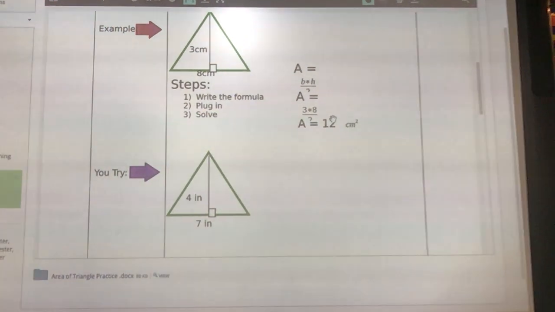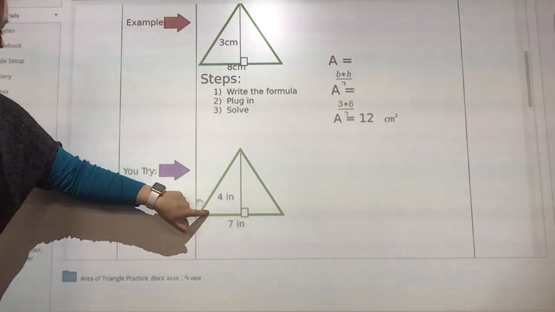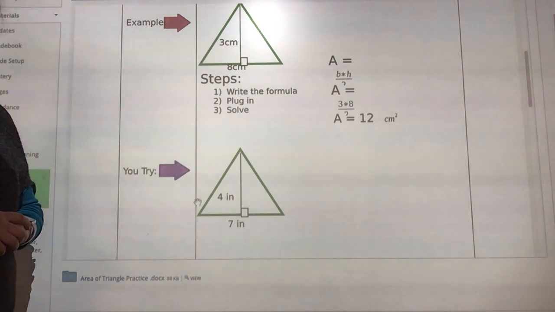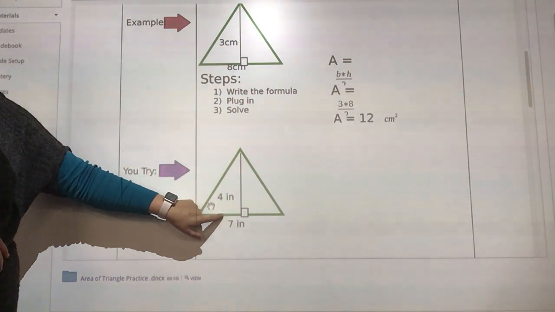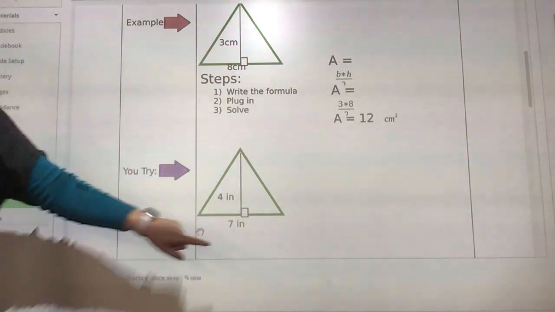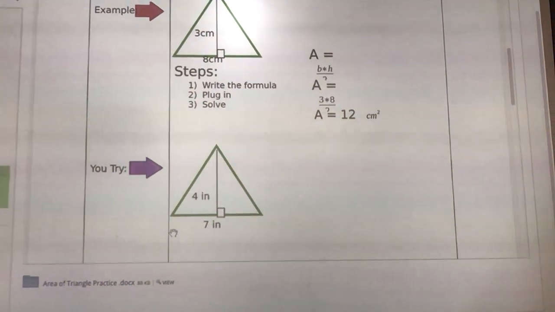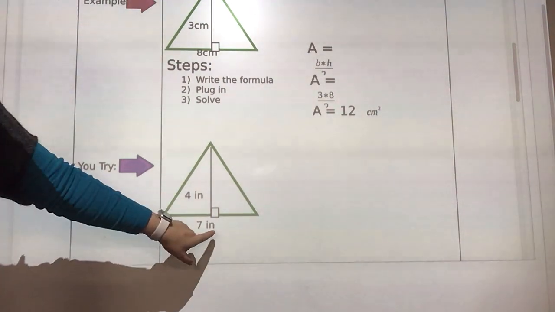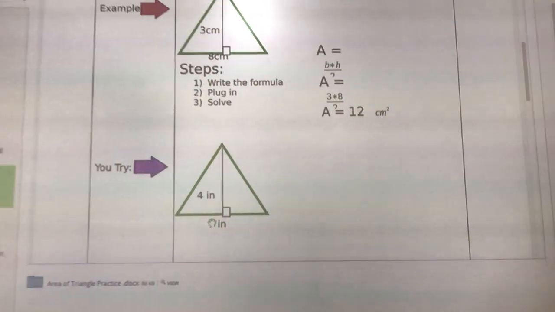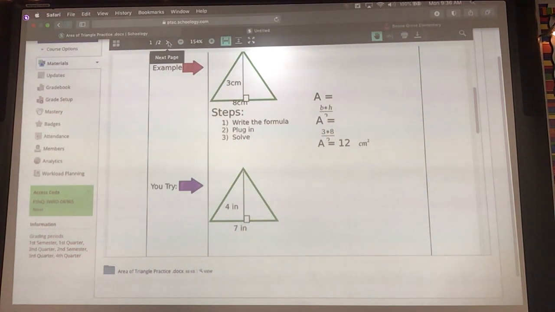Ladies and gentlemen, in your math notebook, I want you to try this one. We have a triangle here. I see my height is what number? 4. 4. And my base is what number? 7. What is 4 times 7? 28. And then I need to divide by 2. What is 28 divided by 2? 14. Don't forget your label. Inches squared. Very nice. How do you guys feel about this so far? Okay. It's okay?